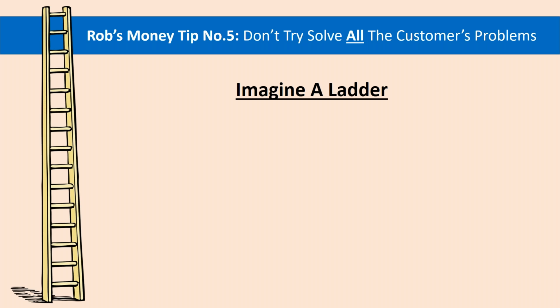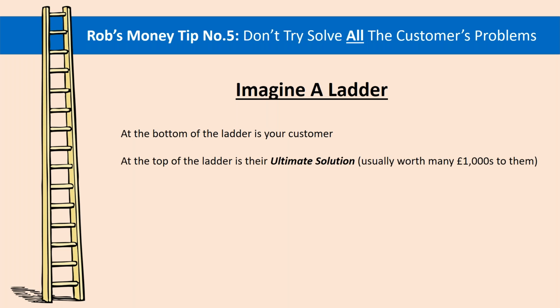So really important. What I want you to do is imagine a ladder. At the bottom of the ladder is your customer. All right? So just look at the left-hand side of the screen. Imagine your customer is at the bottom of the ladder. Now, at the top of the ladder is their ultimate solution. That's what I call it, the customer's ultimate solution. Now, usually, if you're in a good profitable niche, which you should be, then that ultimate solution is worth many thousands of pounds or thousands of dollars to them, because that ultimate solution really represents their ultimate goal.